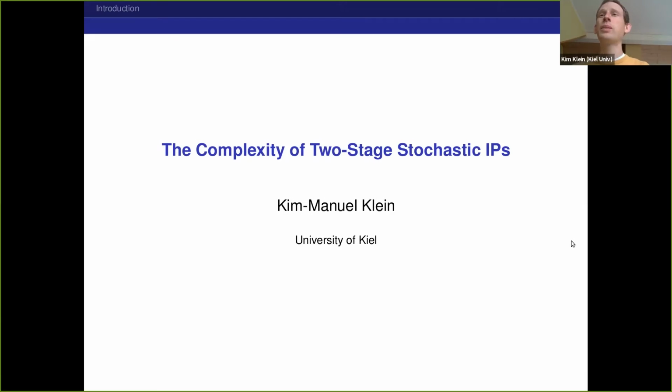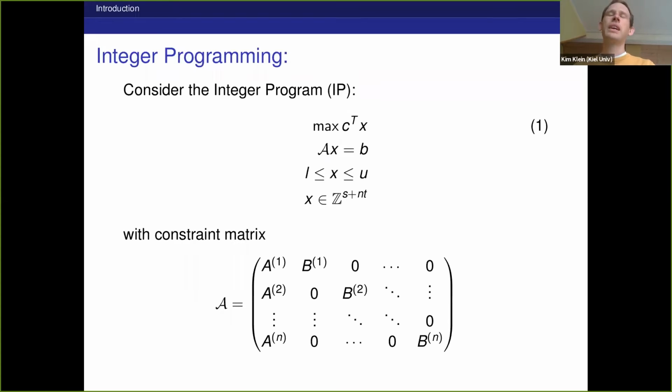Yeah, so the talk is about the complexity of two-stage stochastic IPs. Of course you might wonder what two-stage stochastic IPs are. We're simply looking at an integer program where we maximize some objective, and we have a constraint matrix, and we have lower and upper bounds on the variables. The special thing about two-stage stochastic IPs is that the constraint matrix has a very specific structure.